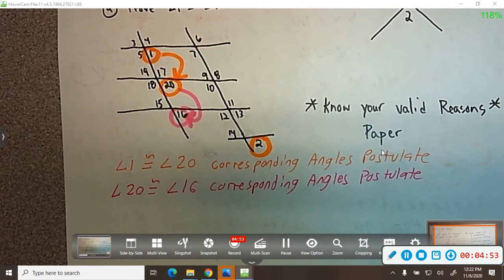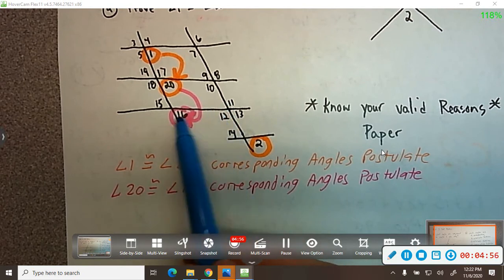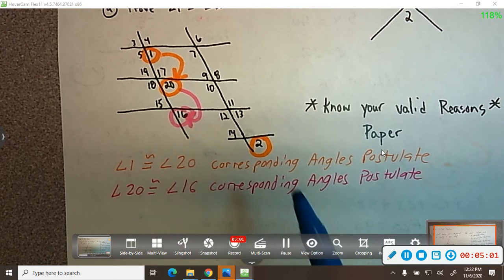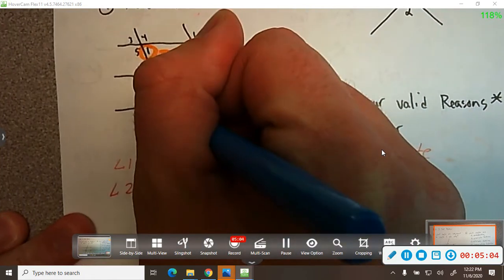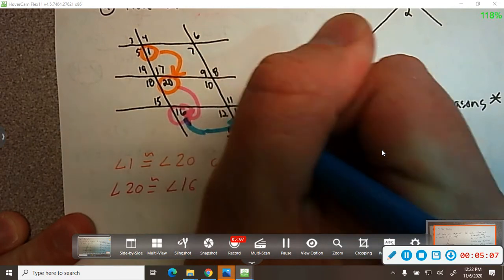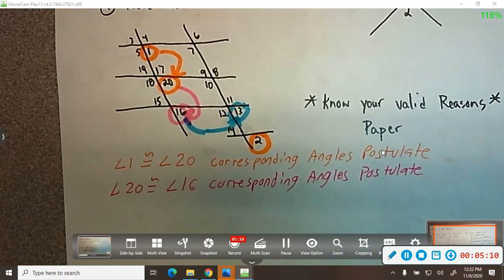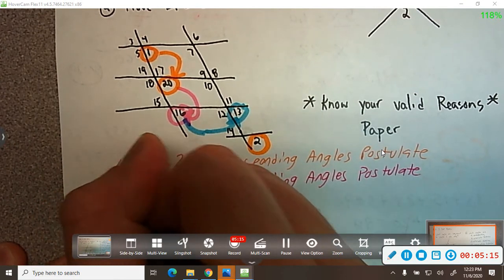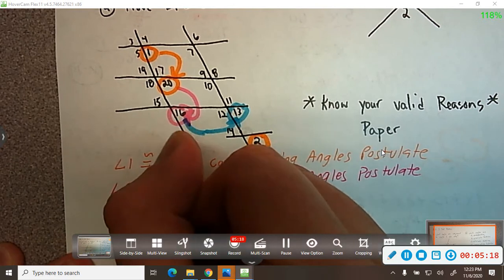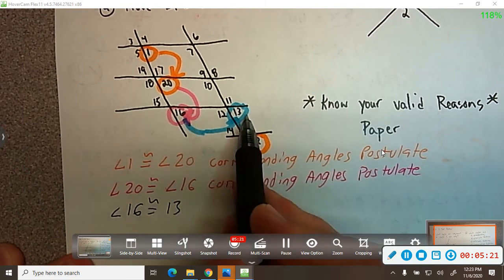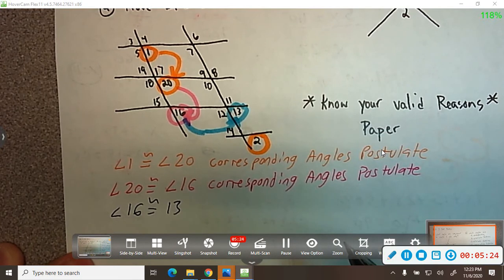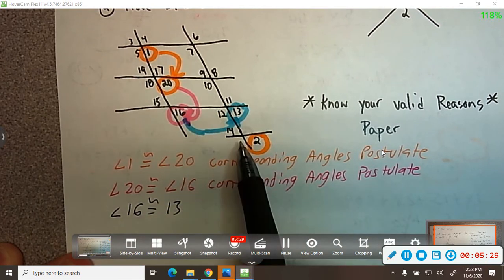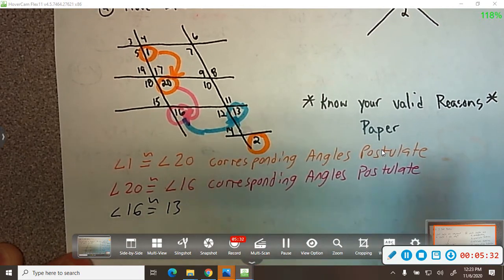And then, if I wanted to, I could do alternate interior angles are congruent, but I want to stay on the right, so it doesn't make any sense to do anything but corresponding again. Now I'm going to jump from here to here, and I'm going to say 16 and 13 are congruent. Why? Well, you'll never guess, corresponding angles. They're in the same spot. And by the corresponding angles postulate, if a transversal intersects two parallel lines, then the corresponding angles are congruent.